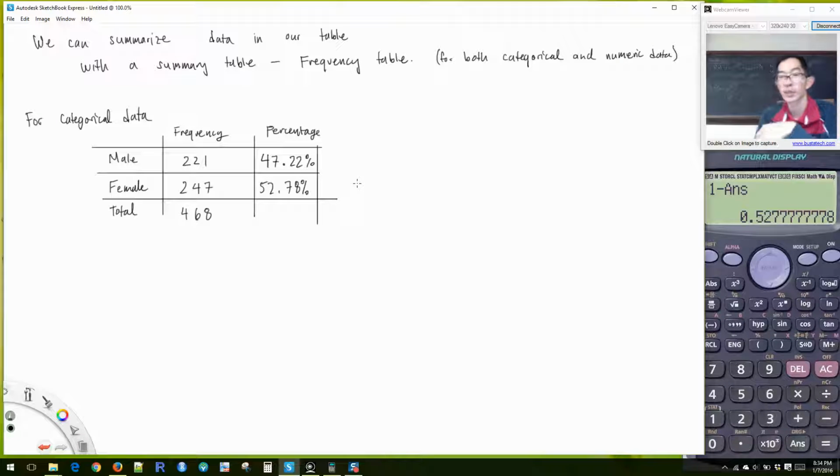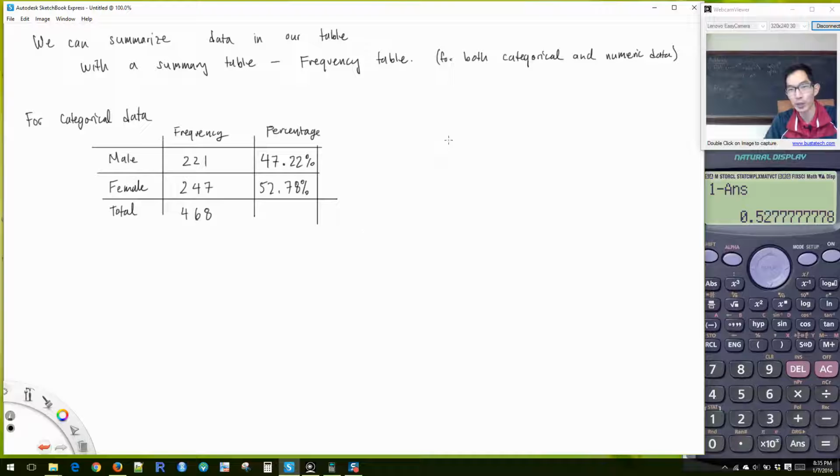Okay. And you can imagine whatever data you have, you can kind of list off the things here. Okay, so this is summarizing.